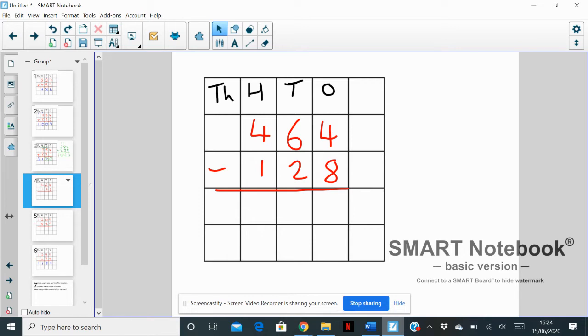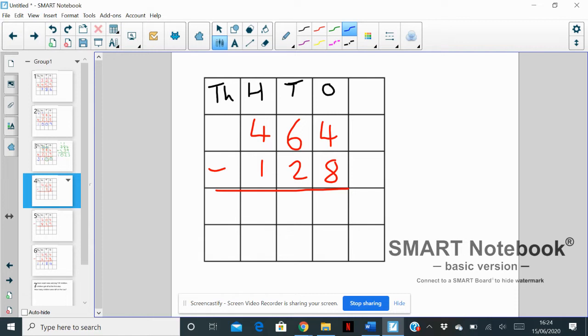So I've set it out in my place value columns again, and all the digits are lined up in the right place. We are going to start in our smallest column again. My ones column, I've got 4 subtract 8. Now 4 is smaller than 8, so I know that I can't do 4 take away 8. This means I'm going to need to regroup.